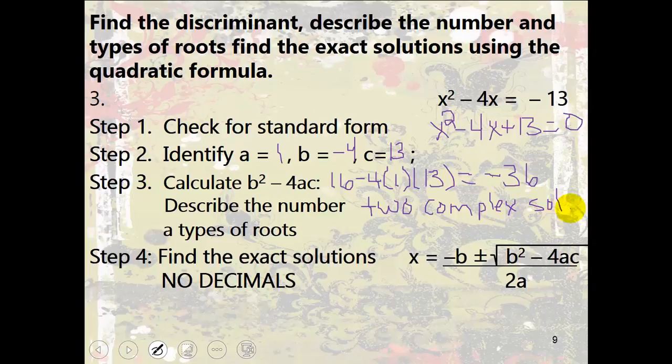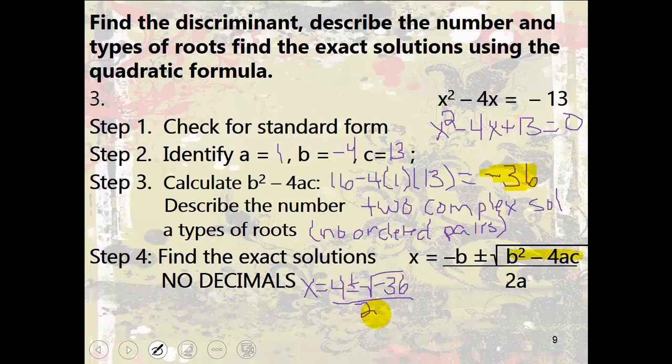So we're not going to write them as ordered pairs, okay? So make a little note, no ordered pairs, because it doesn't touch the x-axis, it misses it. Now I've already calculated this b squared minus 4ac, so there's no need to do it again. So x equals the opposite of negative 4, so that's positive 4 plus or minus the square root of negative 36 all over 2 times 1, which is 2.